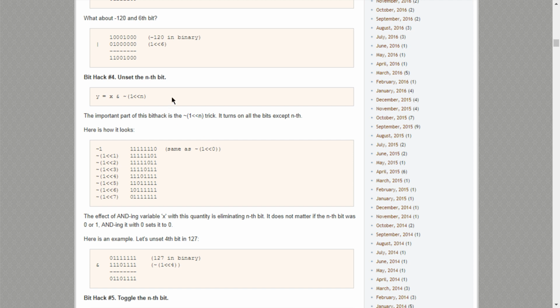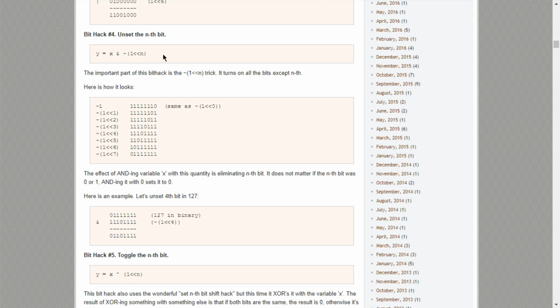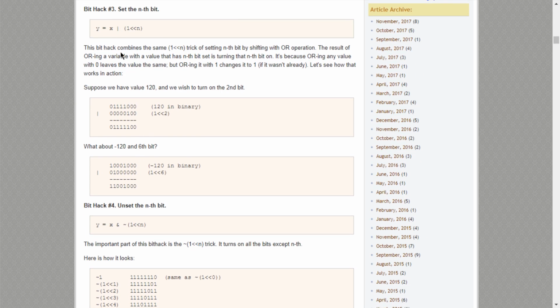Okay, we look at this one, unset the nth bit. Well, we've seen this one. This is pretty much exactly the same as, I think it was task 17. It's like kill the kth bit or something like that. So that's basically exactly what we did for this one. So really similar to what we have up here, except instead of an or, it's an and, and instead of this number, it's not this number.